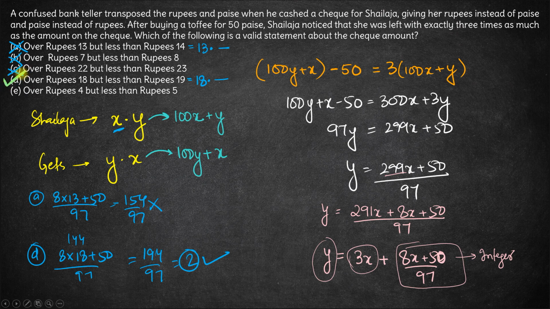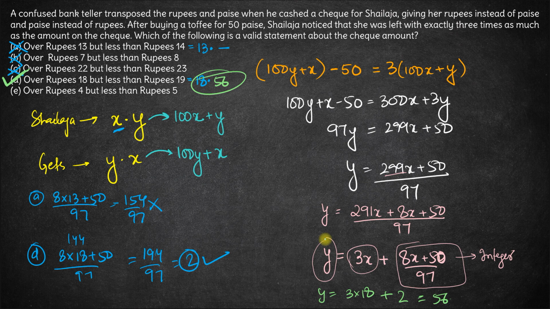So Shailaja came to get 18 rupees and some paisa. And that some paisa, the value of y, will be thrice of 18 plus this fraction which came out to be 2. So thrice of 18 is 54 plus 2 is 56. So Shailaja came to get 18 rupees 56 paise, which we can figure out from option D. So option D is correct about the check amount.